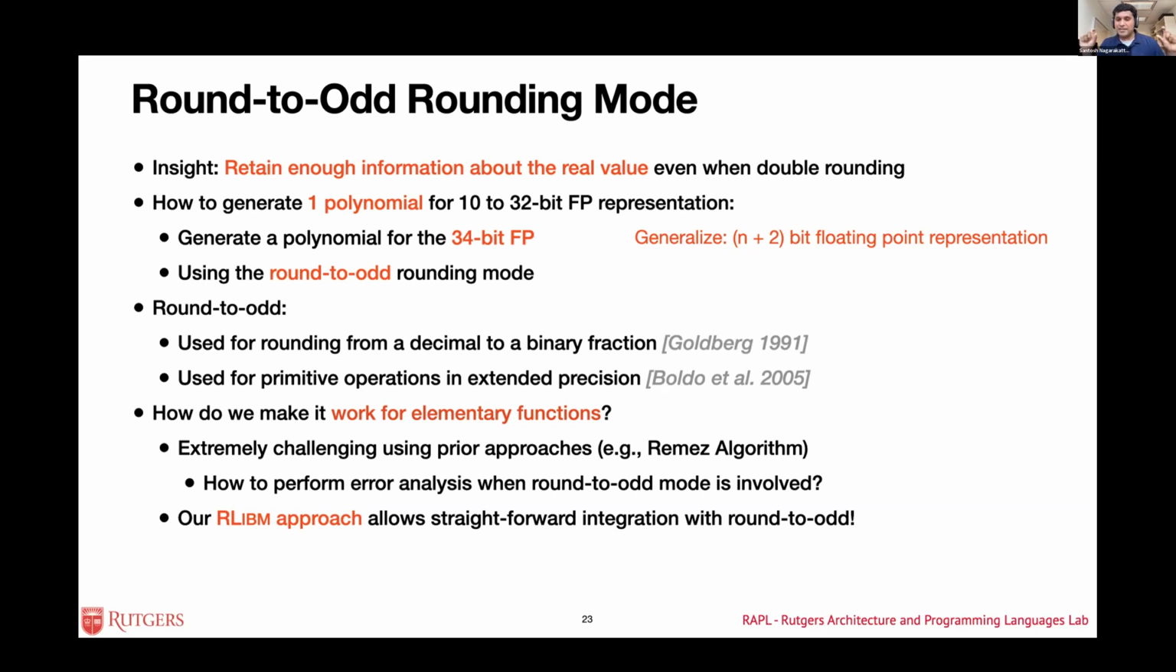What is the secret sauce? Create a correctly rounded library for a 34-bit representation, 2 additional bits, with a round to odd mode using the RLIBM approach. And it magically produces correct results for all of these. So what is this round to odd mode? The round to odd mode is a non-standard mode, which has been used in the past, but no one has explored it in detail. If a value is exactly representable in a representation, it rounds to that value. If it is not, it rounds to the nearest value that is odd. And if you use this, you get amazing results.